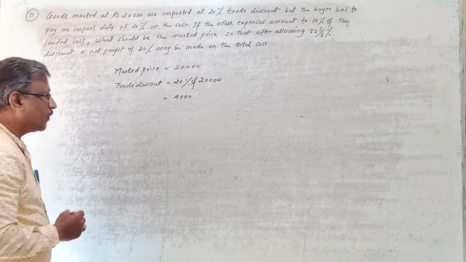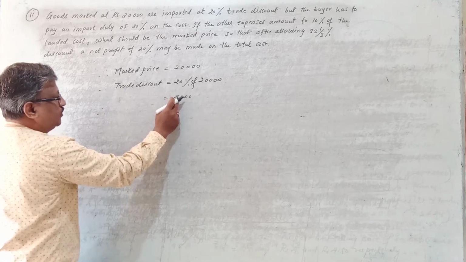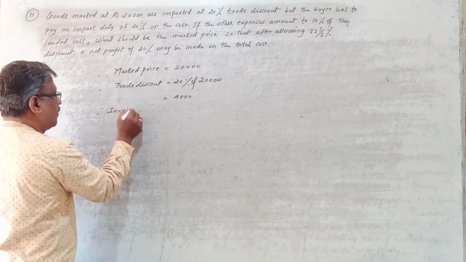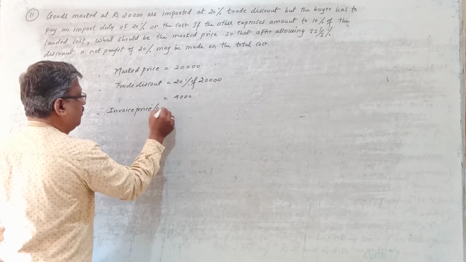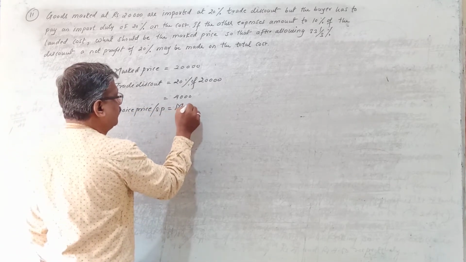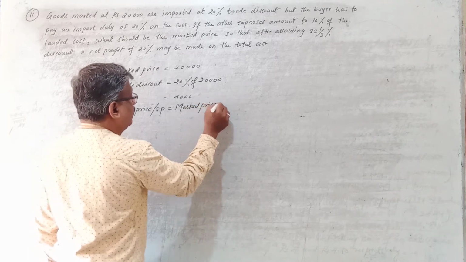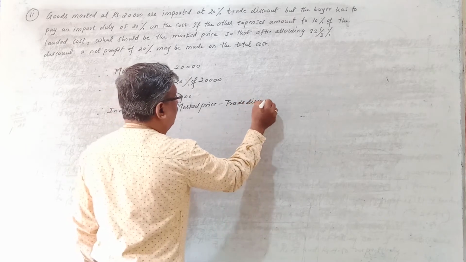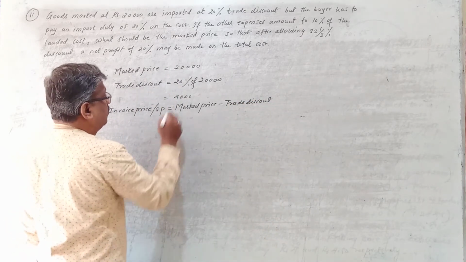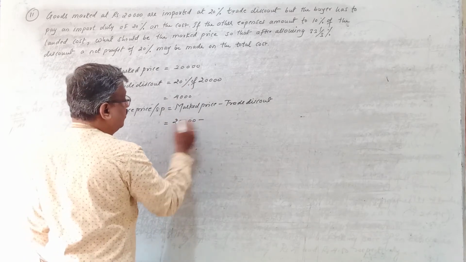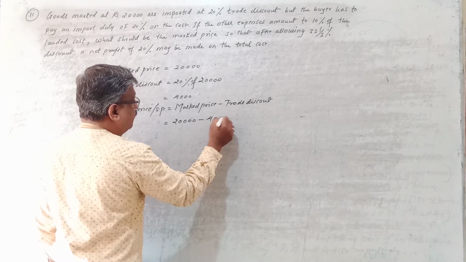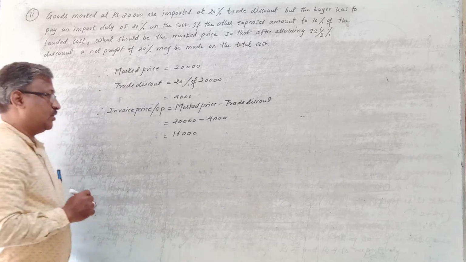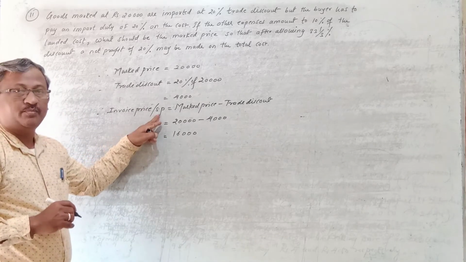4,000. So if he is giving 4,000 rupees discount to the importer, you have to find out what should be the invoice price. Invoice price or selling price equals what? From the marked price, you have to minus the trade discount. So what is the mark price? It is 20,000 minus the trade discount, 4,000. So 20,000 minus 4,000 gives 16,000. So 16,000 is the invoice price or the selling price of the exporter.